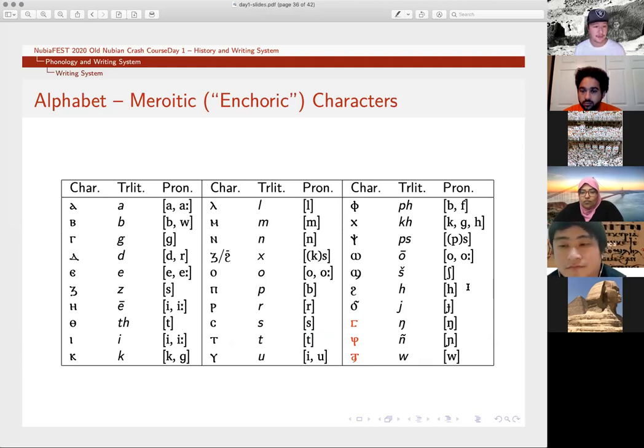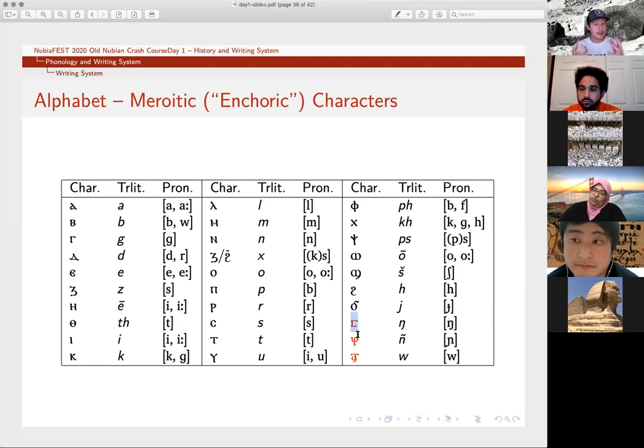As you can see, there's a digraph that is used for both the vowel and the consonant, but this one is only used for the consonantal value. So what is really interesting about this is that Meroitic is an alpha syllabary, which means that every character has the value of a consonant plus vowel. Whereas Old Nubian is an alphabet. So each consonant represents a single phoneme.